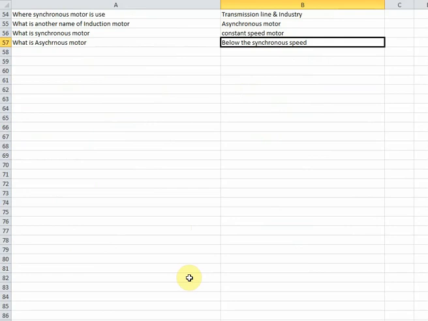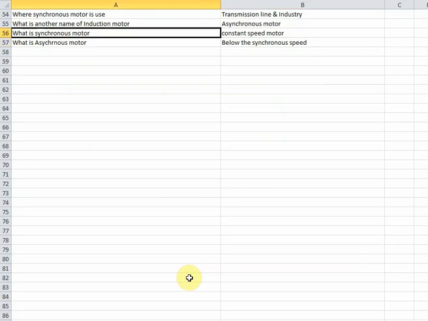I am capable to run at 10 km per hour speed, like your vehicle. You have one electrical vehicle, a cycle vehicle. What is your speed? It is 10 km per hour. Okay, that is your rated speed.